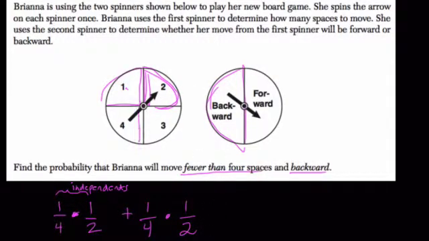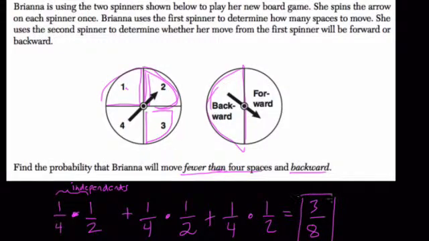And finally, the final way you could play the game is by not getting a 4, but by getting a 3, which is also fewer than 4. So it's plus 1/4 of a chance of getting a 3 times 1/2. And this would be the total probability. So it's an eighth plus an eighth plus an eighth, it's 3/8, right? That's your probability.